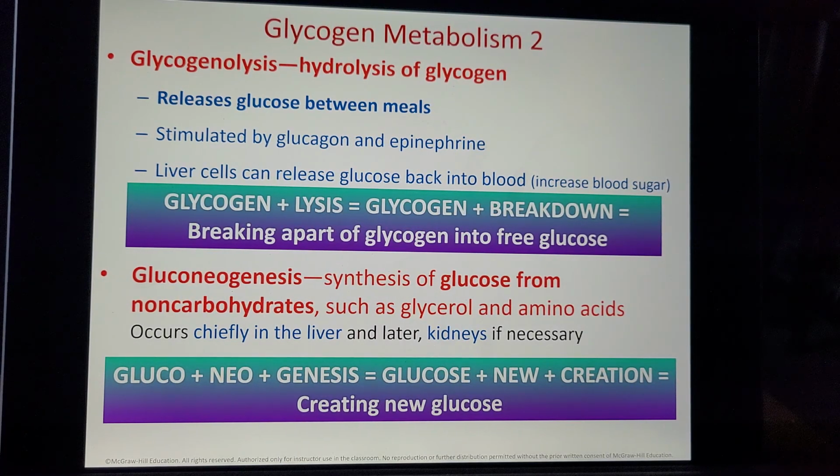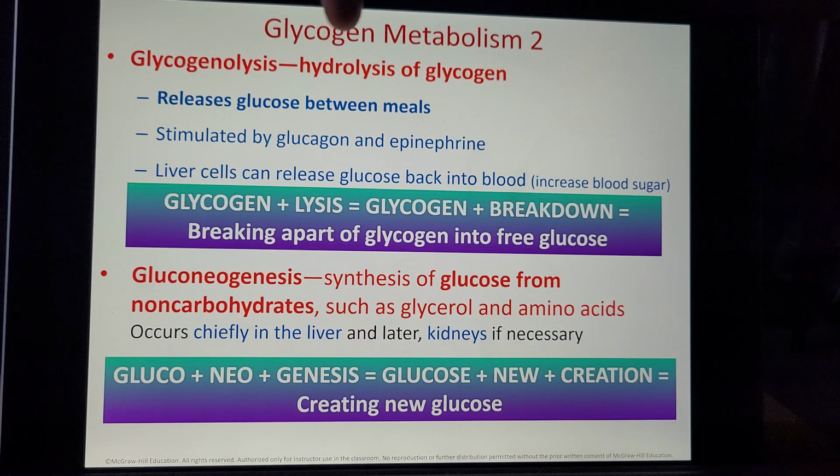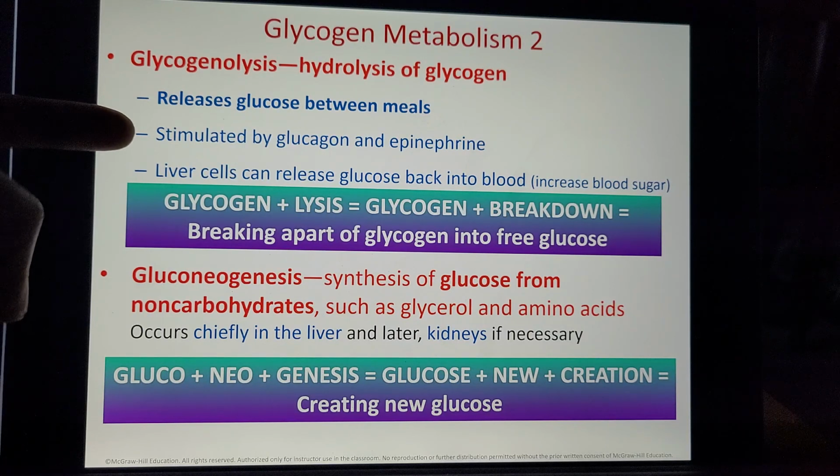So let's say it's been a while since your last meal, so in order to break down this stored energy, we use glycogenolysis, so the hydrolysis, so lysis, and we're using water to do so, breaking apart a larger molecule into the smaller ones, particularly taking glycogen, breaking it down so we can release glucose between the meals so we can stabilize our blood sugar, basically getting rid of hangry. So this is stimulated by glucagon and epinephrine.